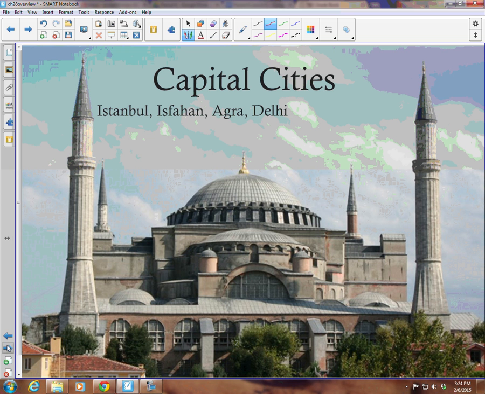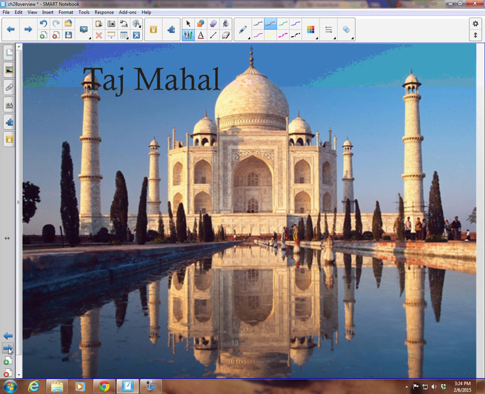Their capital cities were Istanbul for the Ottomans, Isfahan for the Safavids, and Agra and Delhi for the Mughals. Remember, they had much more control in regional areas. This is one of the great buildings that we're going to look at more closely in class, the Taj Mahal, built by Shah Jahan, considered to be one of the wonders of the world today.